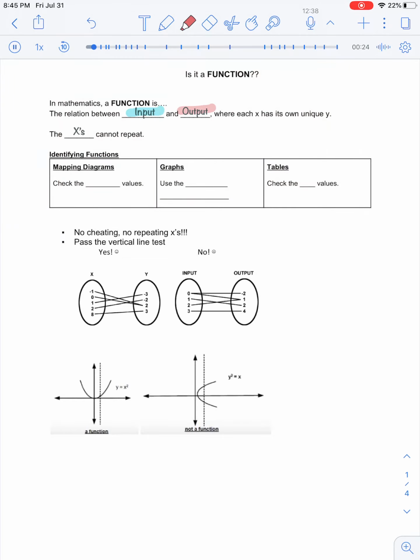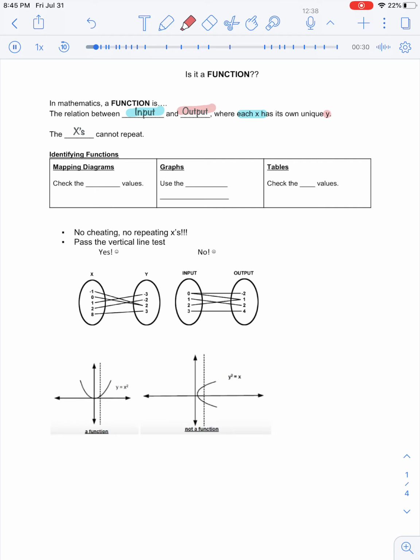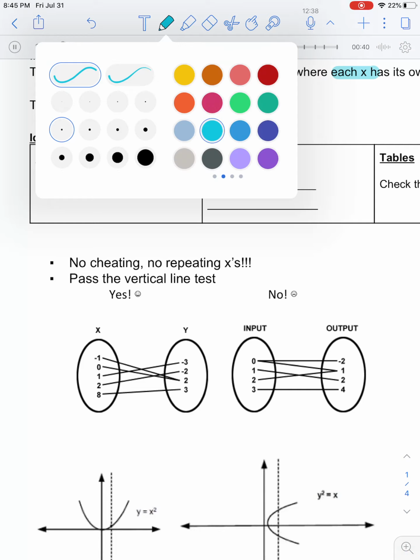It is where each x has its own unique y. If it is a function, the x's cannot repeat. And that's going to be very important to remember for this section. So we have this little table that will help us remember how to determine if it's a function or not.